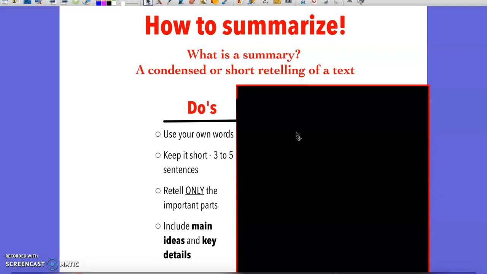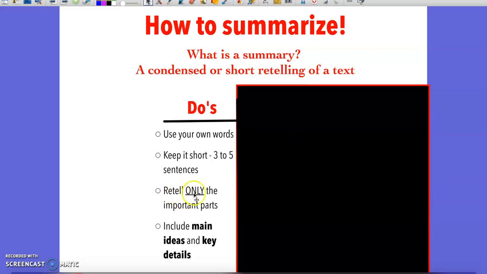You also want to keep it short. It's longer than a main idea, but it's still not going to be pages and pages long. You want it to be about 3 to 5 sentences. The length of your summary is going to be based off of the length of the chapter or the text or the book that you're reading. So 3 to 5 sentences should be enough to cover everything.